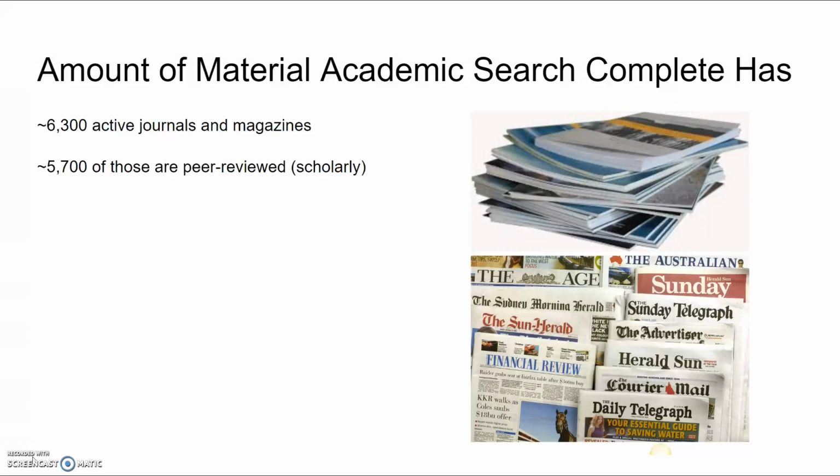Academic Search Complete has access to more than 6,000 journals and magazines, and nearly all of them, about 5,700, are peer-reviewed, so that material can be used for academic research.